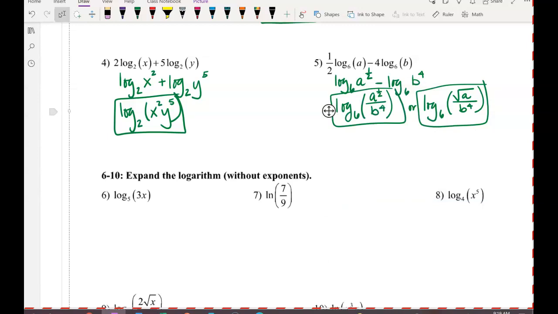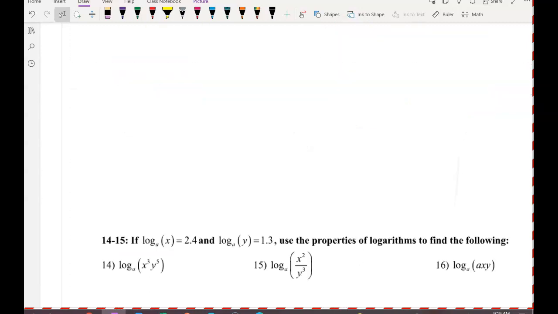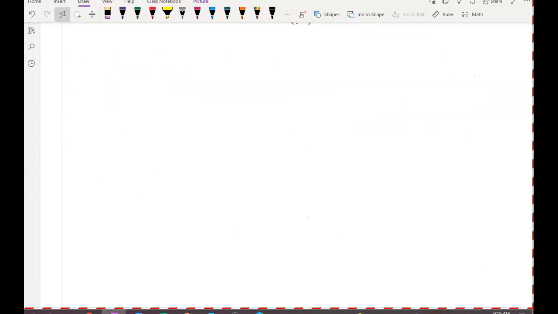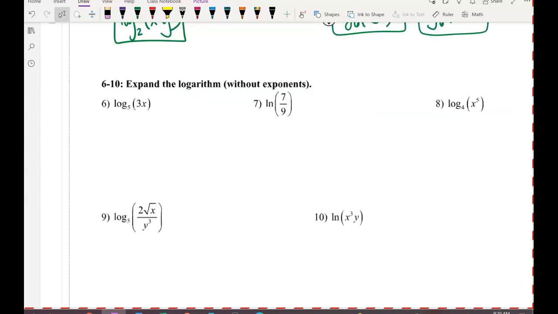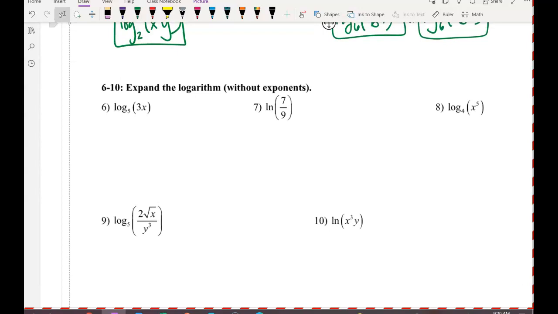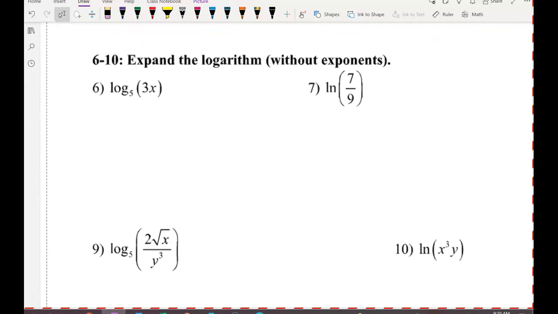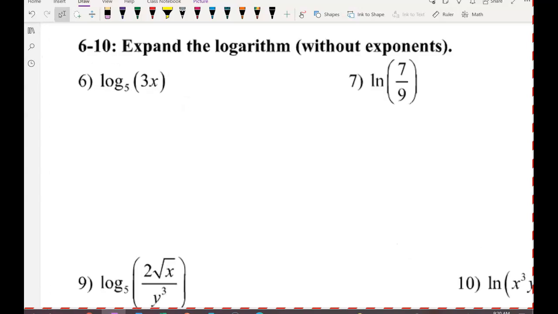Dexy, how many questions do we have left? 10? Okay, we end at what? 16? All right, buddy, let's rock and roll. Expand the logarithm without any what? Expand means now we're going to rewrite it more than just a single log.